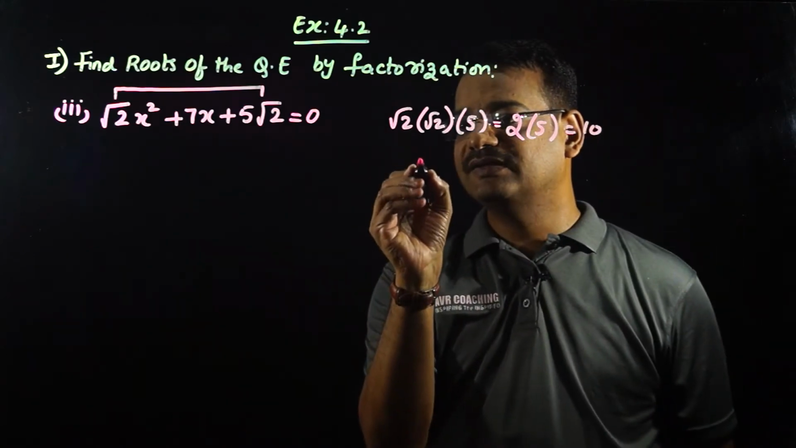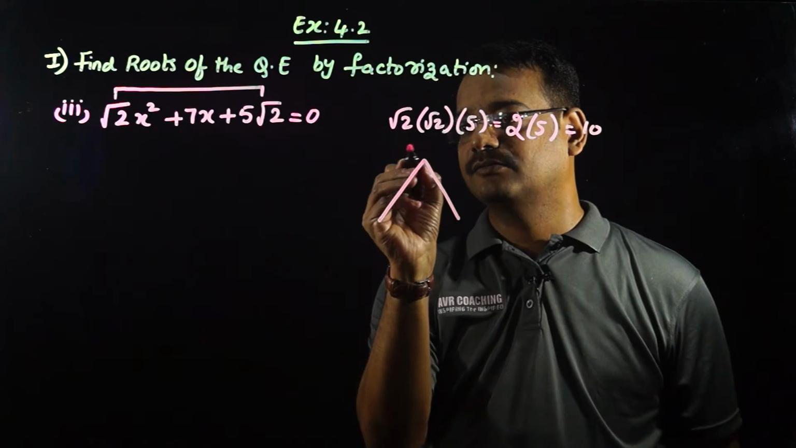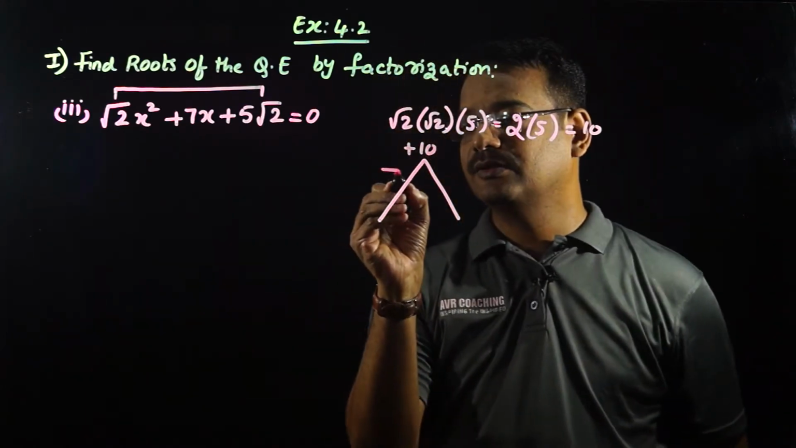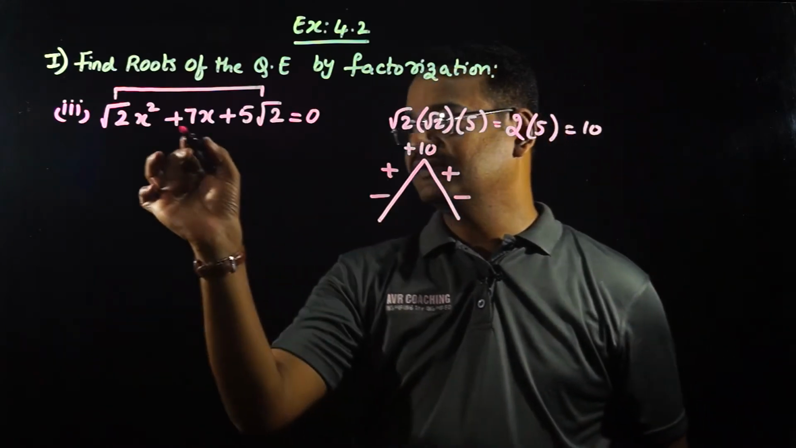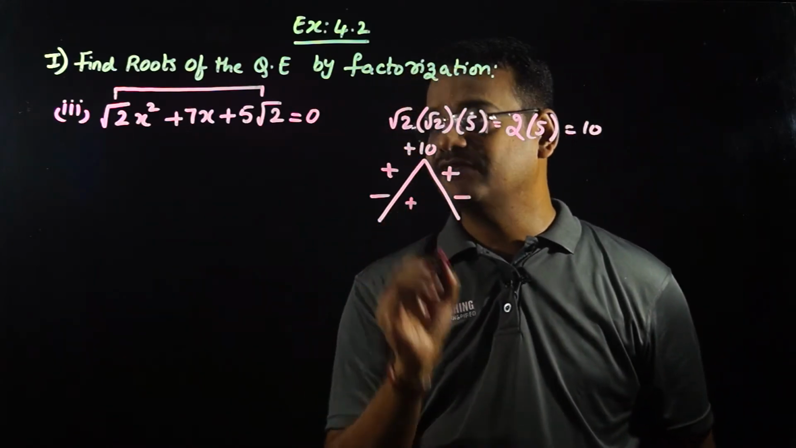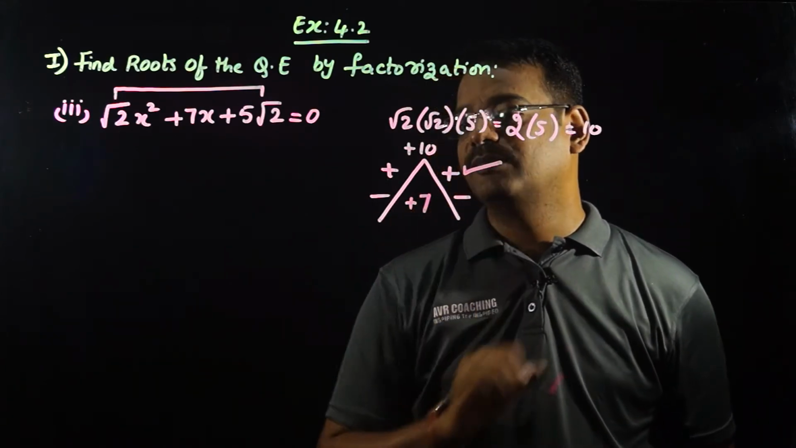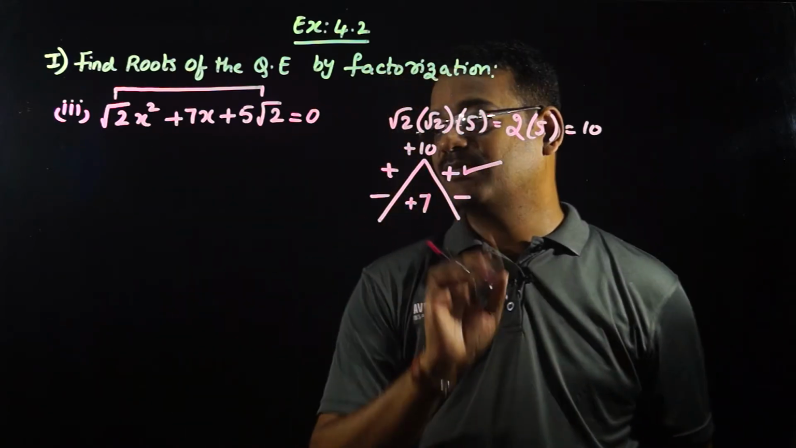So the product is plus 10. So we have two options. That is plus into plus or minus into minus. Since the middle term is the deciding factor, the middle term has a plus sign, so we go with plus into plus. If we have the middle term as minus, we will go with minus into minus.